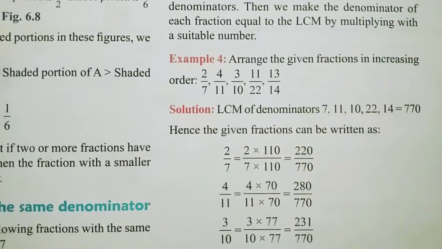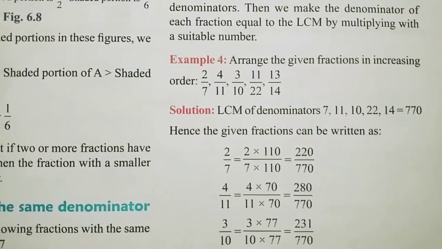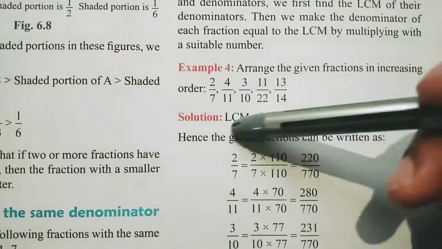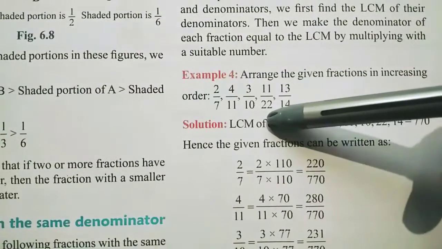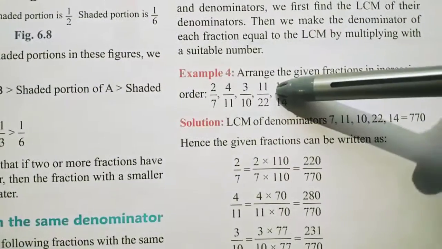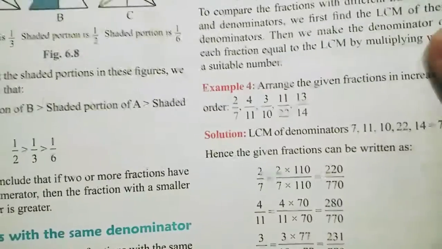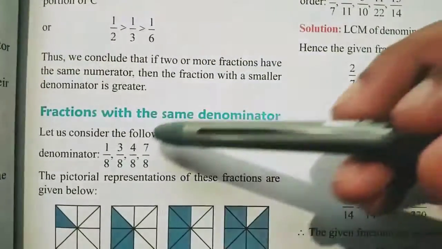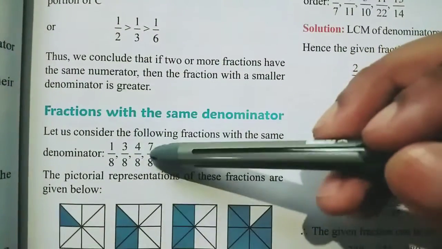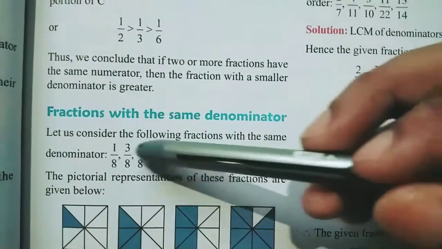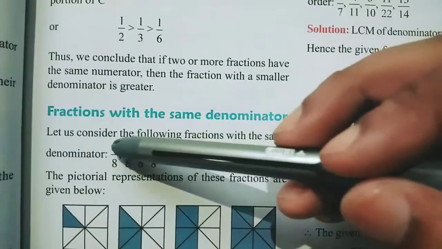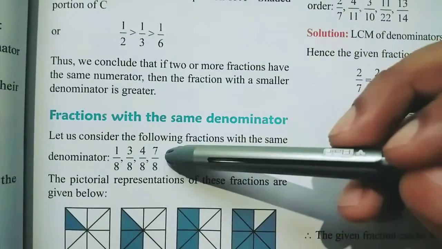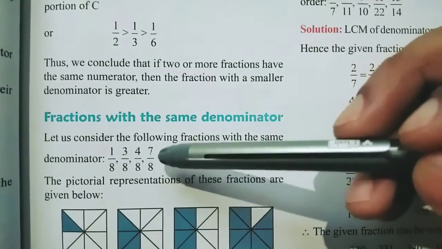If the denominators are the same in the fractions, then you can easily compare them. This is the main rule: you have to make the denominators the same. If the denominators are the same, then you can compare the numerators easily. Let me give one example of fractions with the same denominator: 1 by 8, 3 by 8, 4 by 8, 7 by 8. All the denominators are the same, so you have to compare only the numerators.